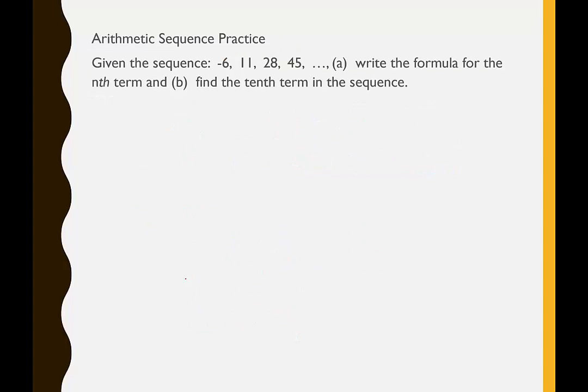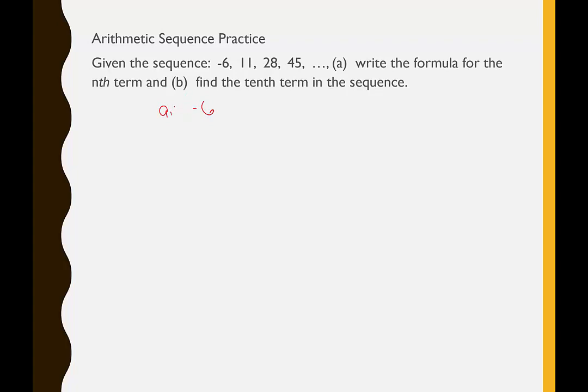All right, given the sequence, negative 6, 11, 28, 45, we're going to write a formula for the nth term, and then we're going to find the 10th term. If you haven't been trying these by yourself, I suggest you hit pause now, try it first, and then you can compare with what I go over. Okay, so let's get started. Our first term here is negative 6.